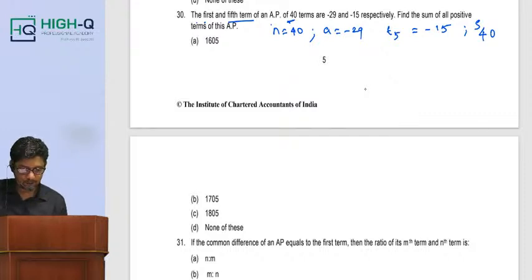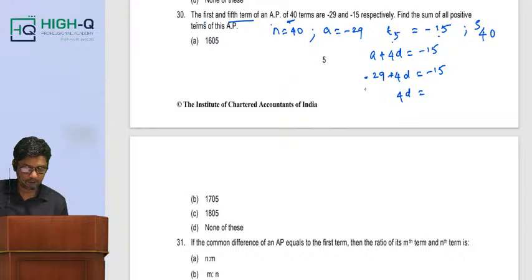First, let me find out the common difference. T5 is equal to minus 15. Is it A plus 4D is equal to minus 15? What is A? Minus 29 plus 4D is equal to minus 15. So 4D is equal to minus 15 plus 29, which is 14. So D is 7 by 2.